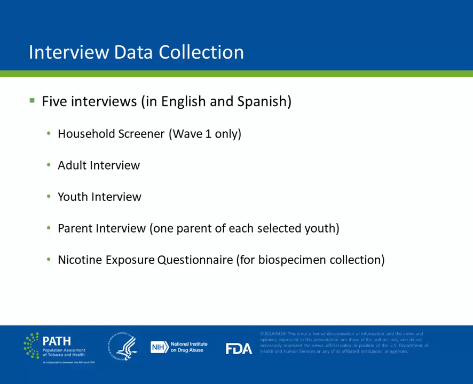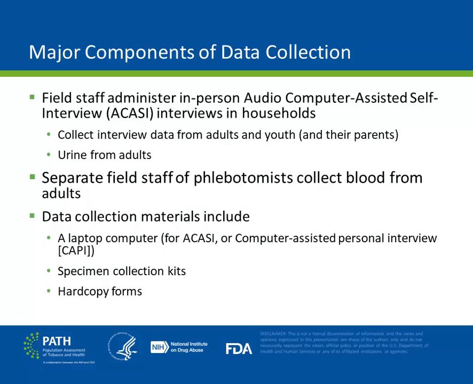At Wave 1, there were 5 separate instruments, including a household screener, only used at Wave 1, an adult interview, a youth interview, a parent interview, and a mini-interview with the nicotine exposure questionnaire. The nicotine exposure questionnaire was administered with biospecimen collection if biospecimen collection did not occur within 4 hours of the adult interview. The Westat field interviewing staff conduct in-person data collection in households.